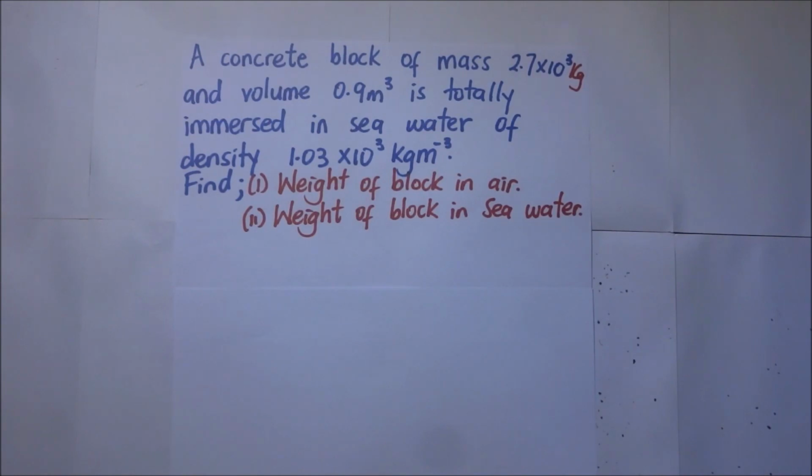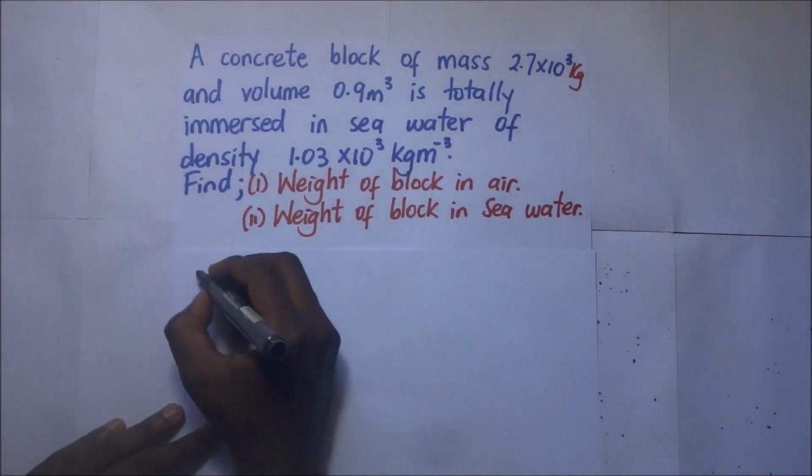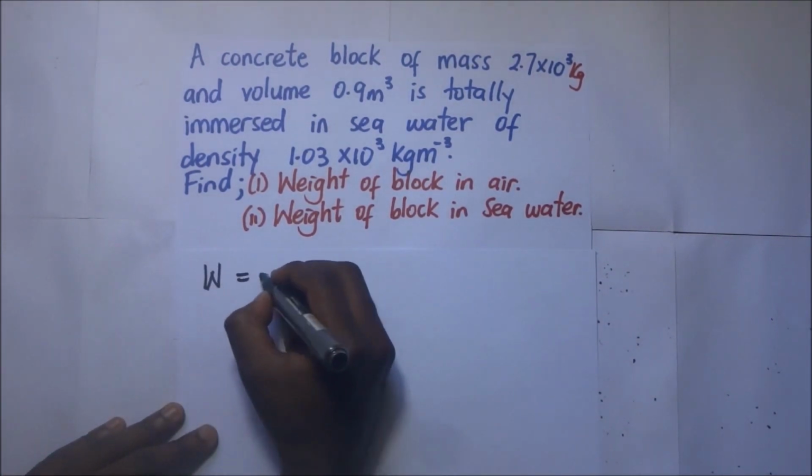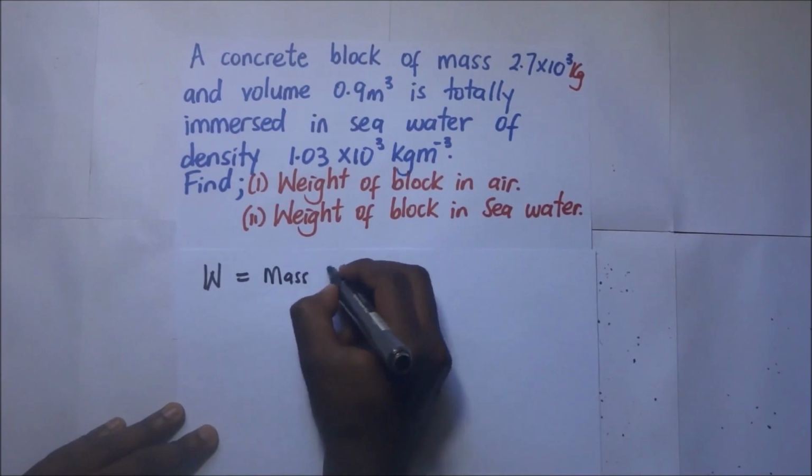Now let's first remind ourselves that this should always be running at the back of our minds: when we are dealing with Archimedes principle, the weight of the fluid that has been displaced is equivalent to the upthrust that has been experienced by that body that has been sunk in the fluid, either wholly or partially. So to begin with part 1, the weight of the block in air, of course this is more straightforward. We know that weight is given by mass times gravity.